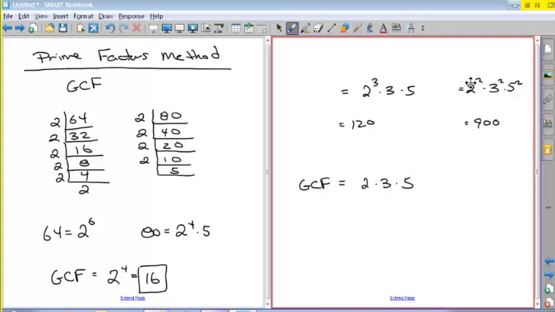So we have 2, 3, and 5. This is raised to the third power, this is raised to the second power, so I take the smaller of the two. This is raised to the first power, this is raised to the second power, so I do the first power. This is raised to the first power, this is raised to the second power, so I do it to the first power. So I'll get 2 squared, which is 4, times 3, times 5, and I get 60 as the greatest common factor. You can see 120 divided by 60 is 2, 900 divided by 60 is 15. So that makes sense. Okay, so that's the prime factors method.